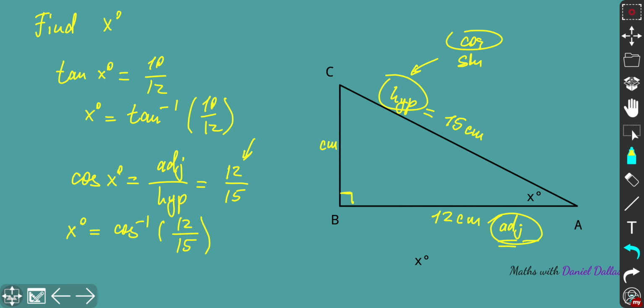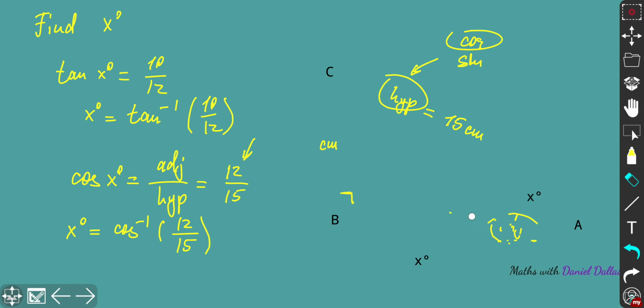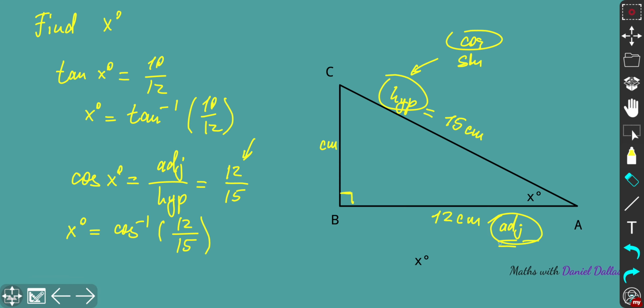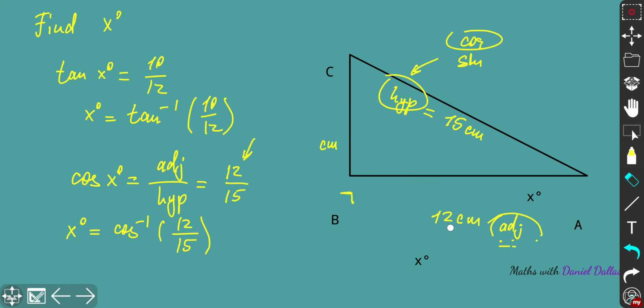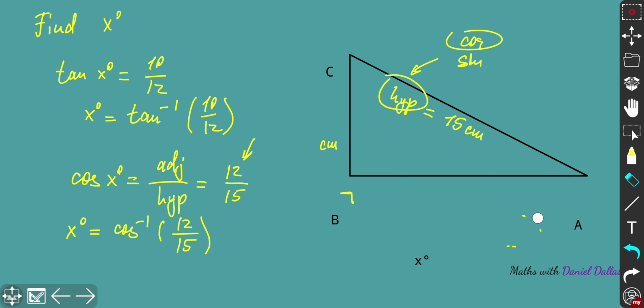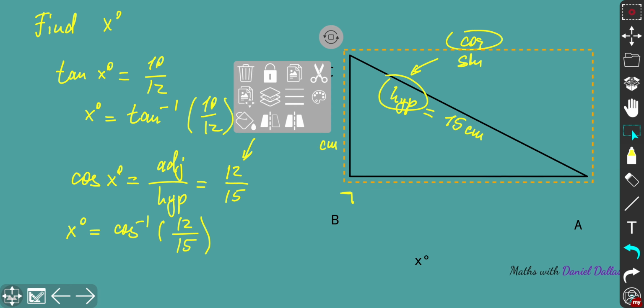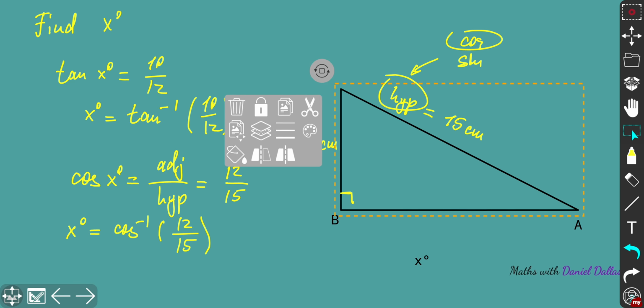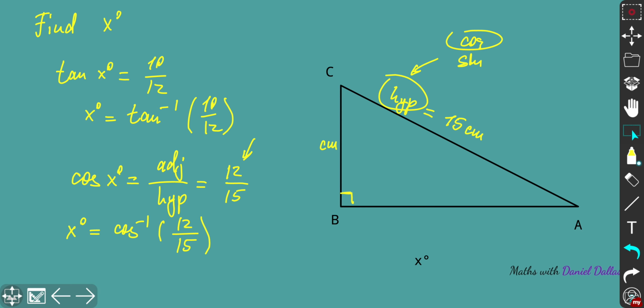In a case where you are not given 12, let's erase that and assume you're not given the adjacent side. Let's assume in this case you are given angle X, let it be still there, and you are given the opposite side, let it be 10 centimeters. How to find angle X?